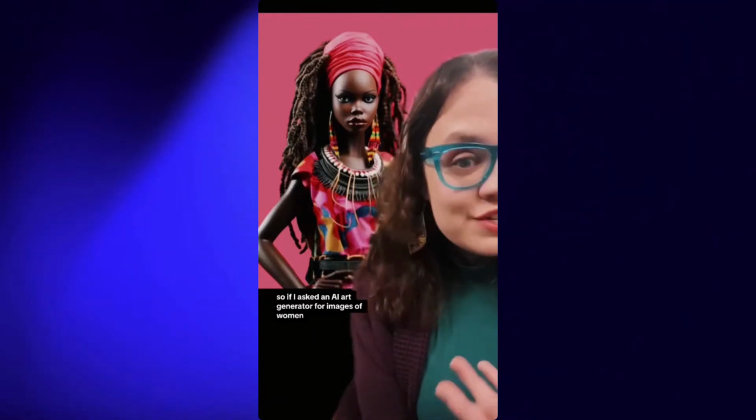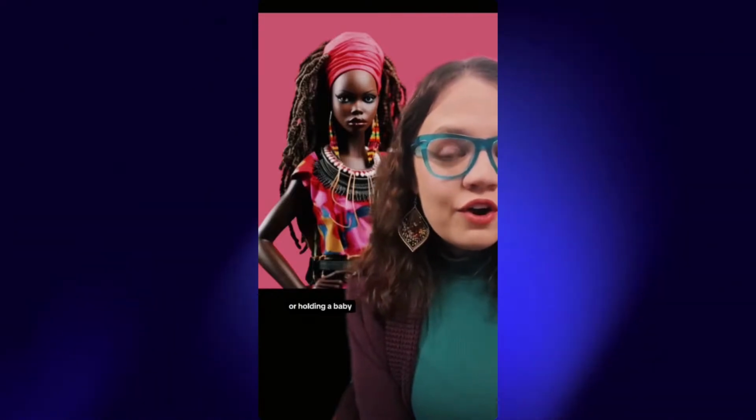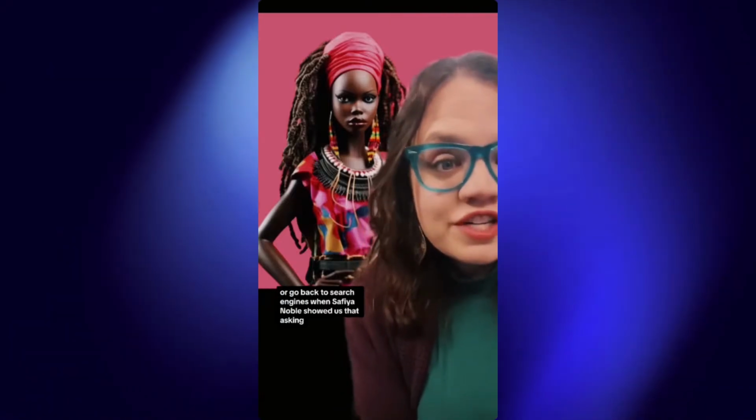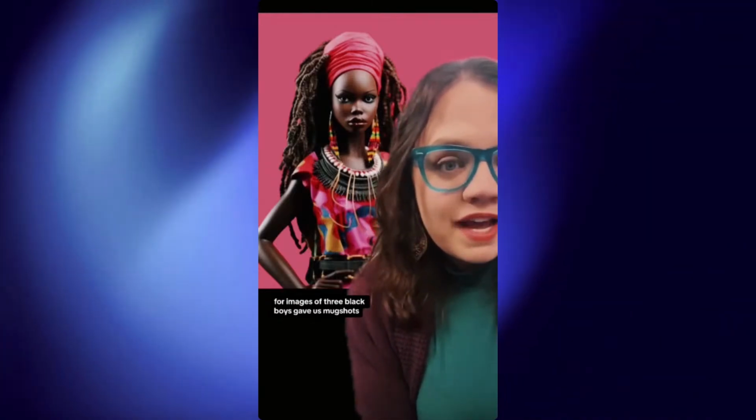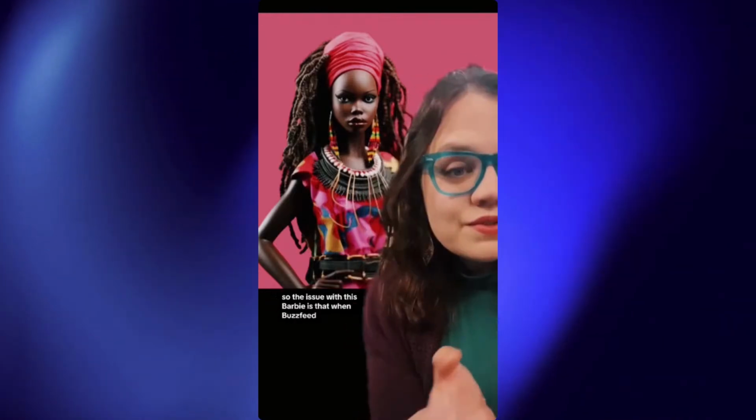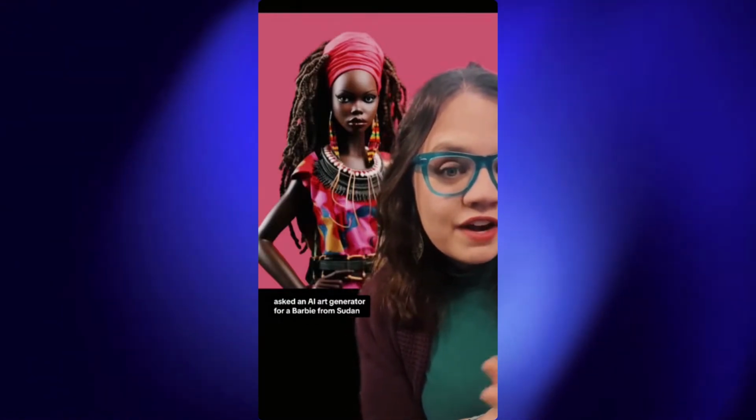But another version of this is stereotype. So if I asked an AI art generator for images of women, and every image they were standing in a kitchen or holding a baby, or go back to search engines when Safia Noble showed us that asking for images of 3 black boys gave us mugshots. So the issue with this Barbie is that when BuzzFeed asked an AI art generator for a Barbie from Sudan, she has a gun.